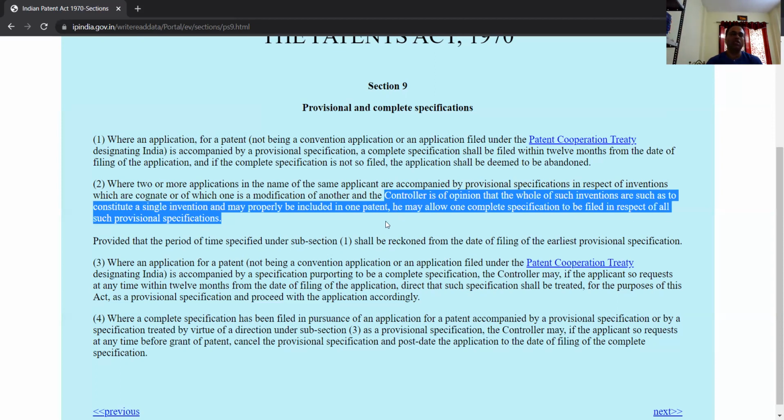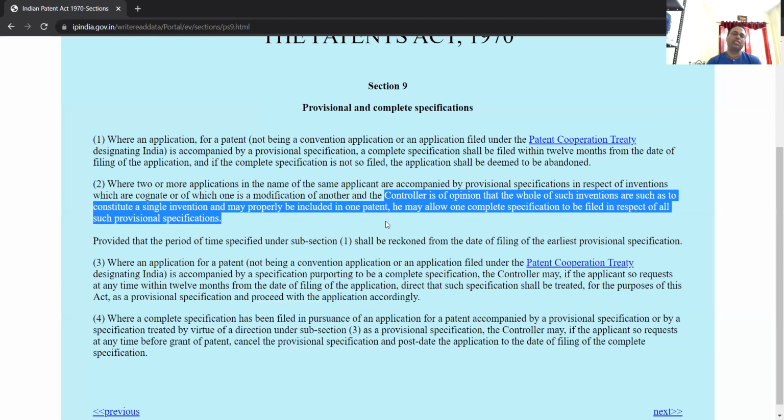So provisional specification, this step is only to help the scientist. For example, I am developing a cosmetic product and it has some features, but I'm not sure of the entire features. I have some idea, but no experimental details and not much clarity. So to protect my idea, I can file a provisional specification, and then I have 12 months to file the complete specification, but my priority date is saved.